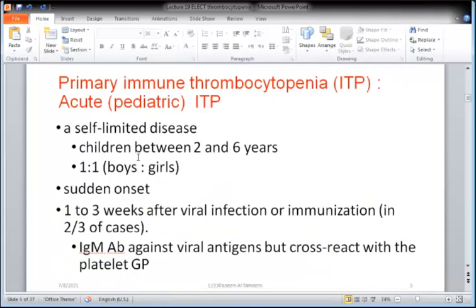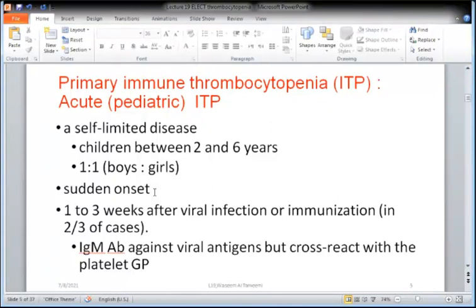هنشوف شنو الفرق بيناتهم. Primary immune thrombocytopenia, which we said most likely occurs as acute ITP and acute pediatric ITP. It is a self-limiting disease. It commonly affects children between 2 years up to 6 years. There is equal incidence between boys and girls. It is characterized by sudden onset.